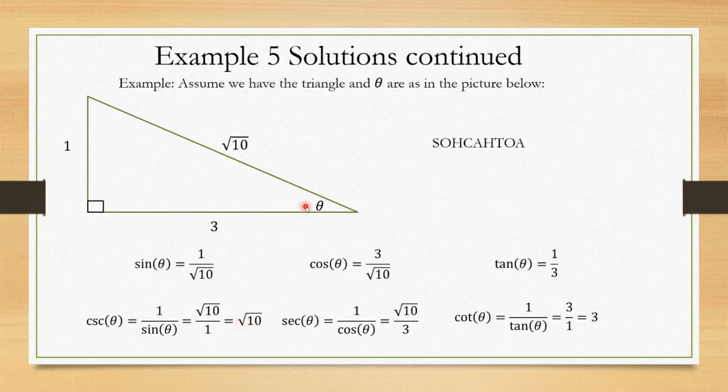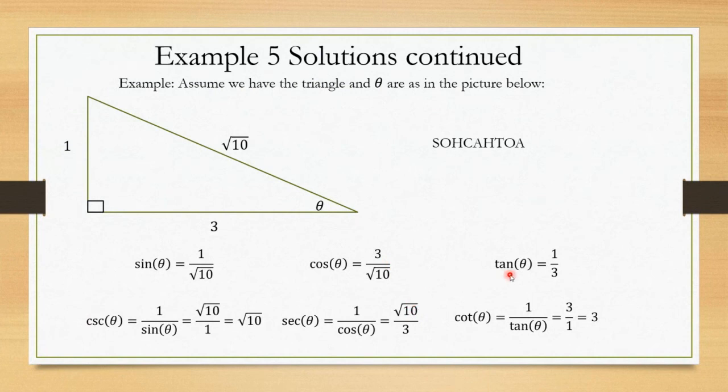Cosine of theta, right? That's adjacent over hypotenuse. We have 3 over radical 10, right? Cosine is adjacent over hypotenuse. Secant of theta, right? That's 1 over cosine. So that's the reciprocal of this. In other words, you just flip it like this. You just invert it.